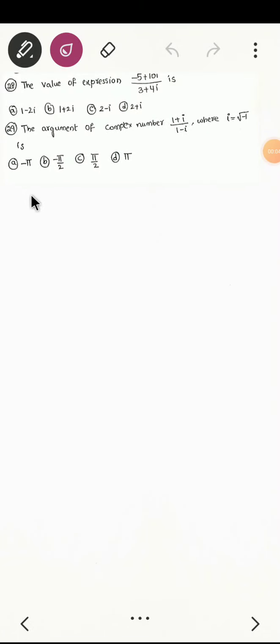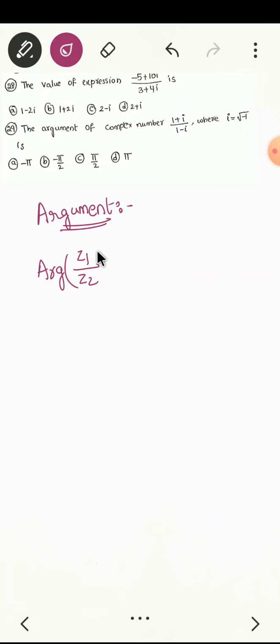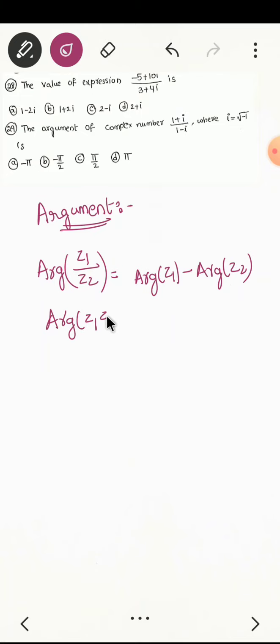Let us solve a few problems related to argument. How will you find the argument of any complex number? Just remember these properties. Argument of z1 by z2 can be written as argument of z1 minus argument of z2, as you do in log. Log z1 by z2 can be written as log z1 minus log z2, and log z1 z2 can be written as log z1 plus log z2. In the same way, arg z1 z2 is arg z1 plus arg z2.